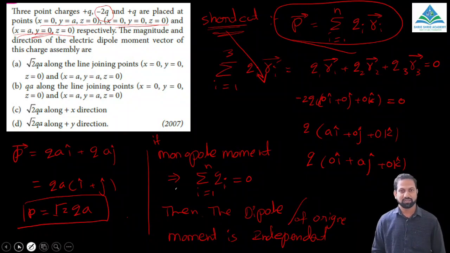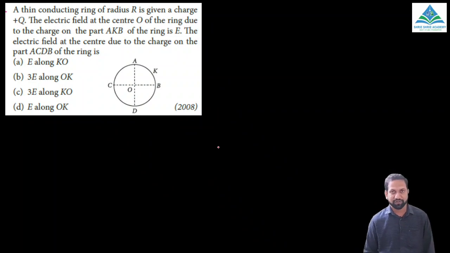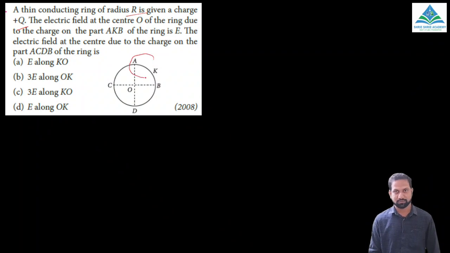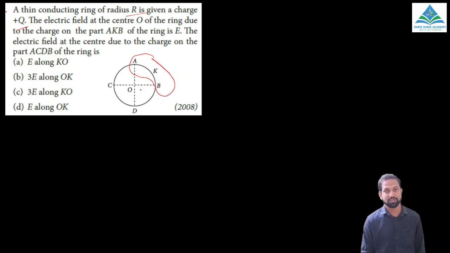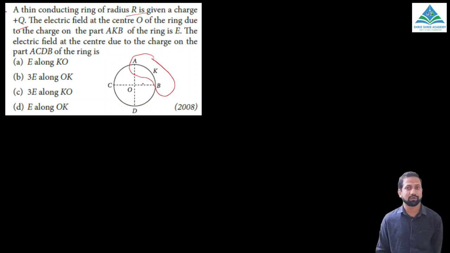Let us go to the next problem. A thin circular ring of radius capital R is given a charge capital Q. The electric field at the center O of the ring due to the charge on the part AKB, this part of the ring, is E, okay. Then the electric field at the center due to the charge on the ACDB part of the ring is how much? It's very simple and straightforward. Remember, this charge distribution is symmetric.